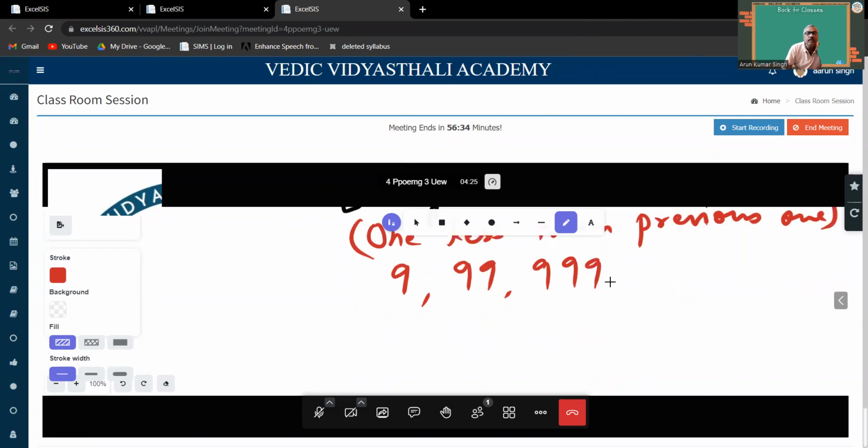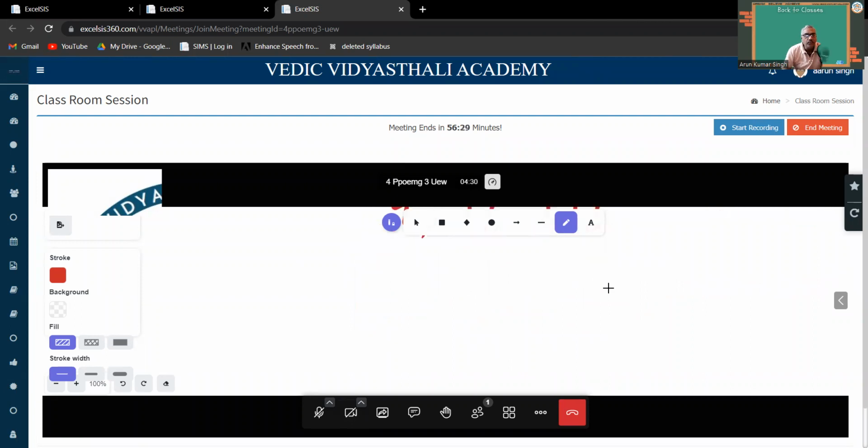First of all, this is for the kids who don't understand how to multiply by 9. Suppose a single digit 9 is there, and we multiply 9 into 9. The method is very simple. Just lessen it by 1, minus 1, so it will be 8. And now 9 minus 8 is 1, so 81 is my answer.